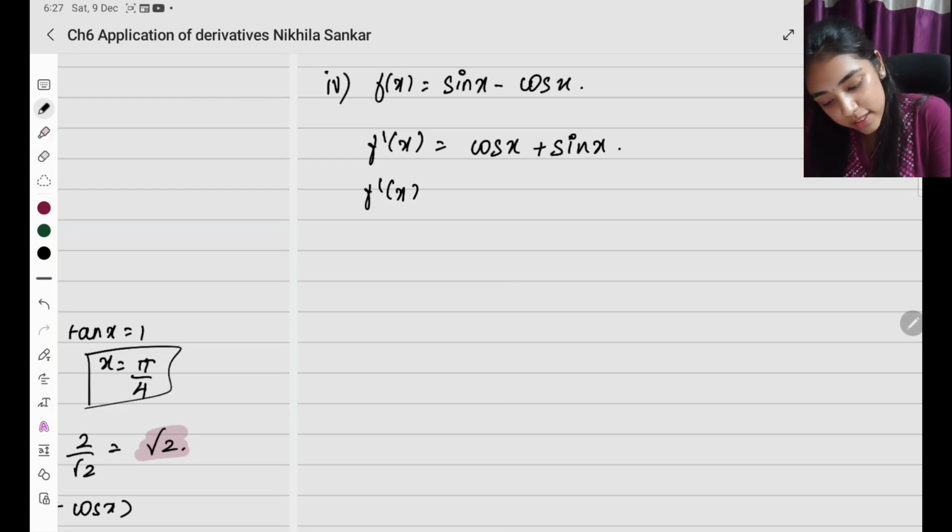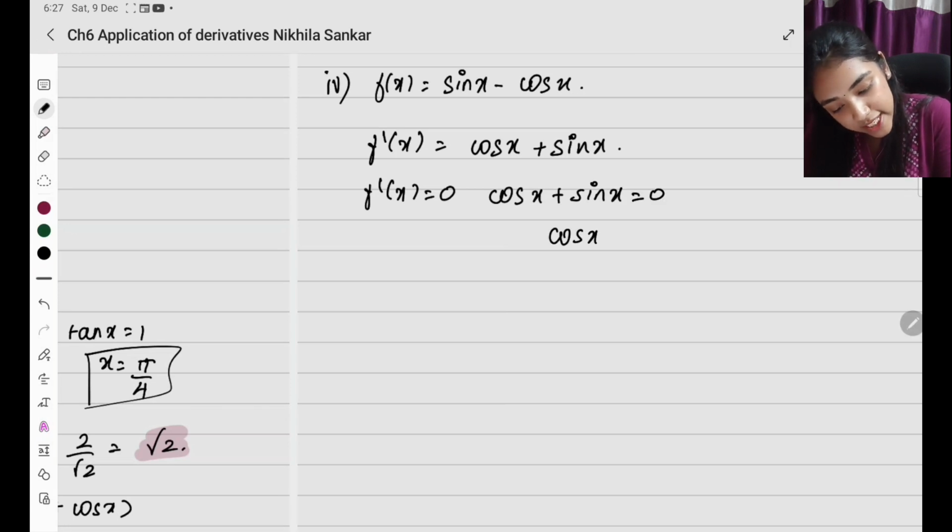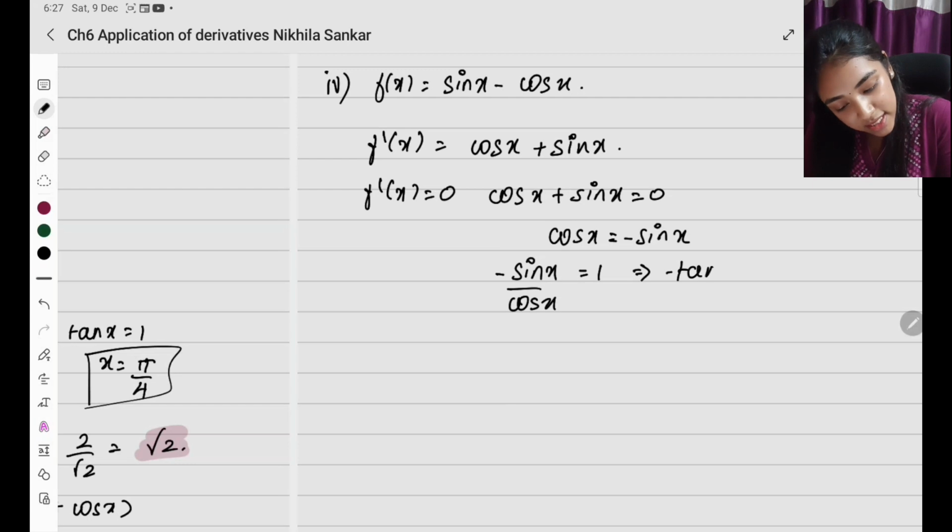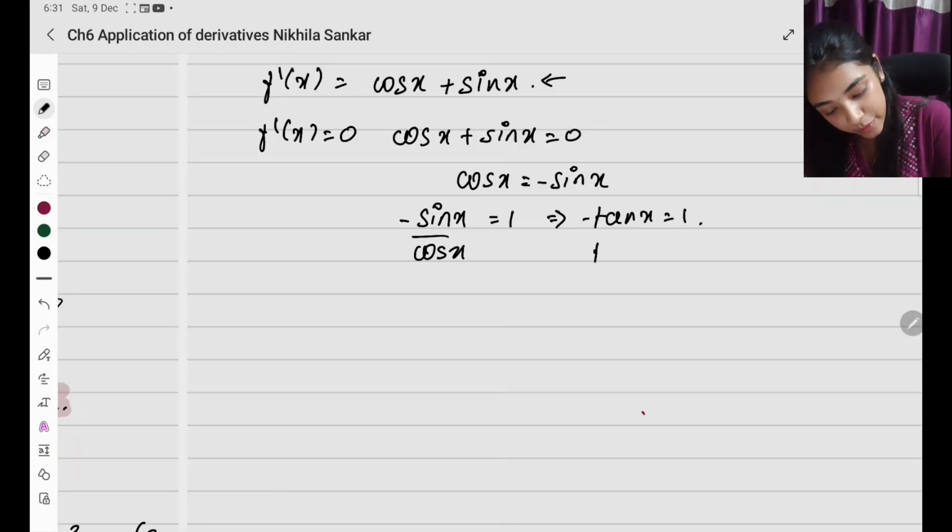Now when I equate this to 0, I have cos x plus sin x equals 0, which means cos x equals minus sin x. From this I have minus sin x divided by cos x equals 1. So minus tan x equals 1. So from here I have tan x equals minus 1. When I have tan x equals 1, which means x equals pi divided by 4.